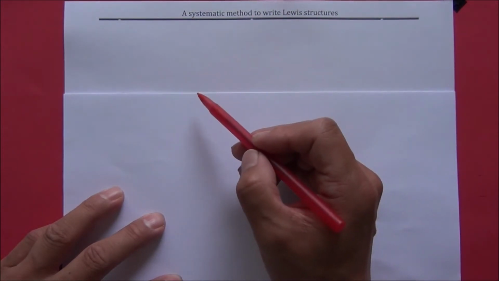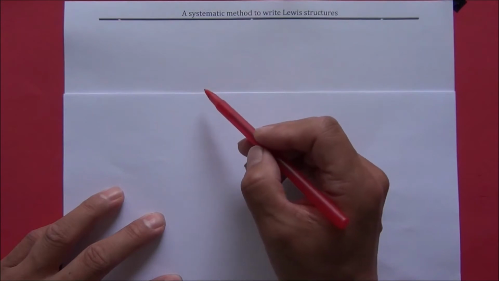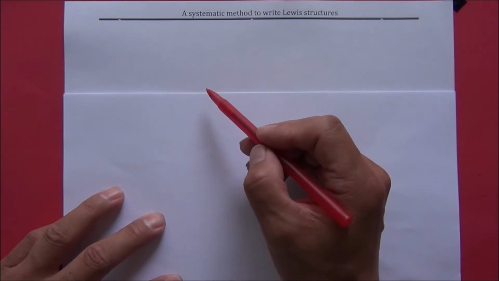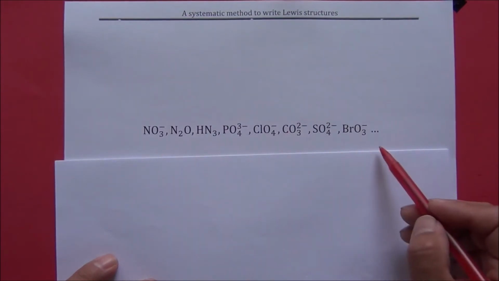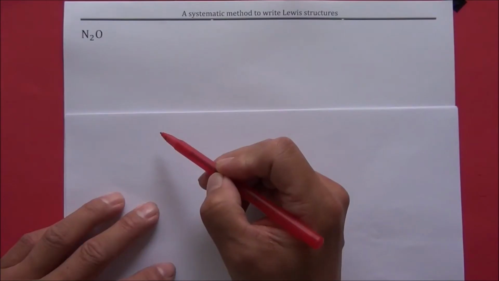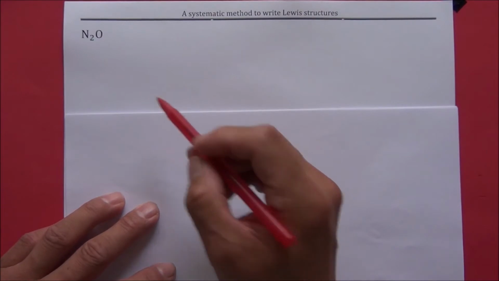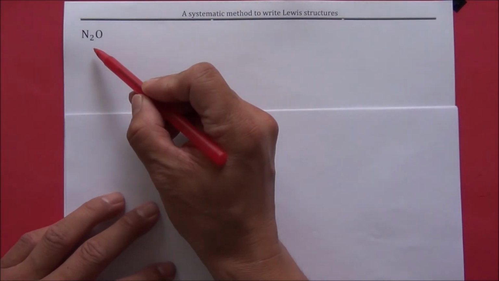This method is very powerful for molecules or ions whose Lewis structure is difficult to write. Here is a list of them. The example I'm going to use to illustrate this method is N2O. N2O is also called laughing gas.